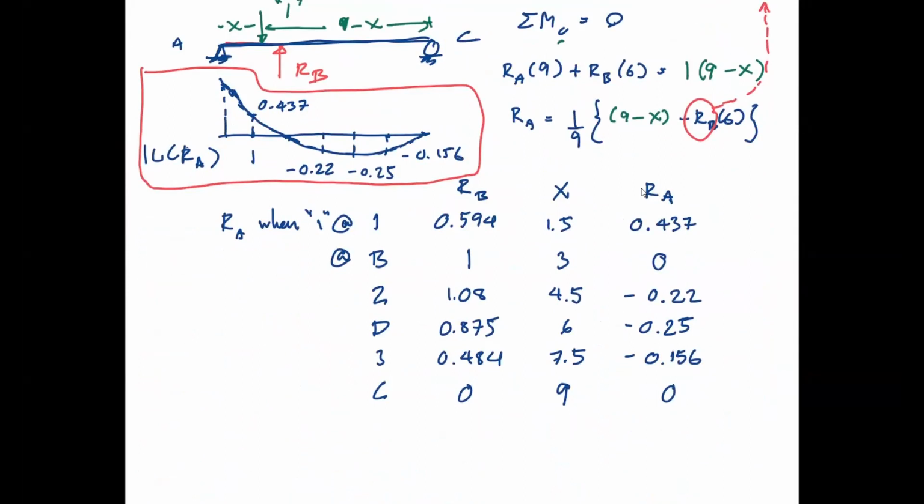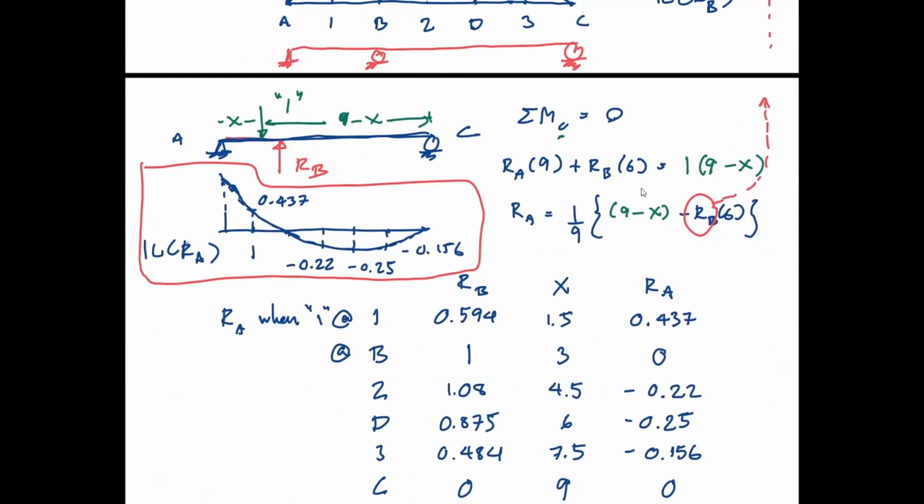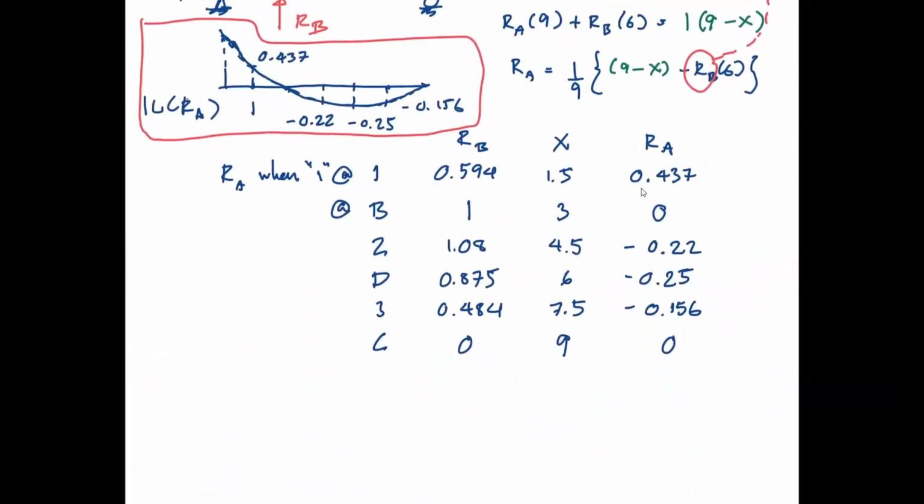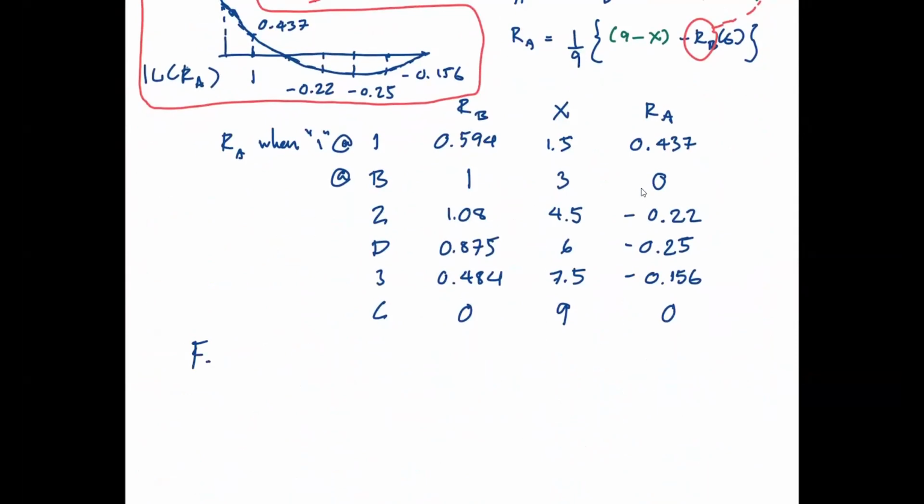determinate structure. So for RC, you can now use sigma Fy equal to 0, right? It becomes very simple now. So RC is therefore going to be equal to 1 minus RA minus RB, right? Because now we have RA, we have RB, so we can use the basic sigma Fy equal to 0.